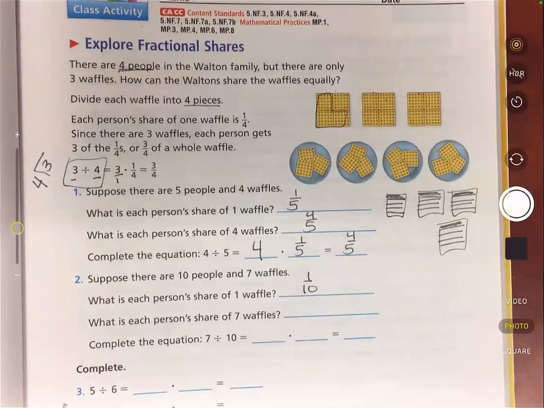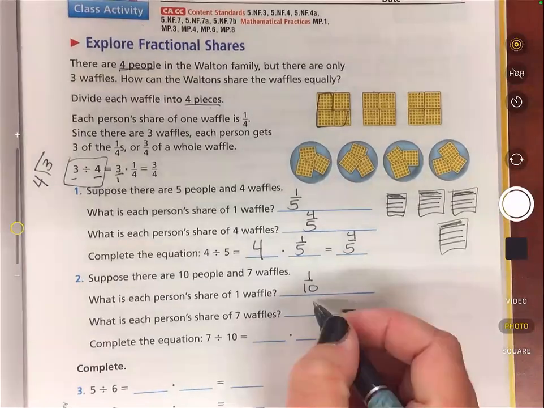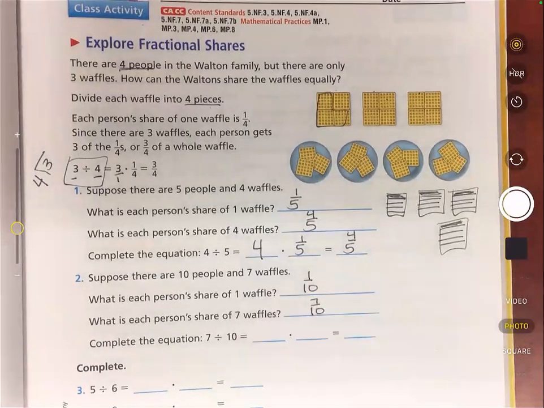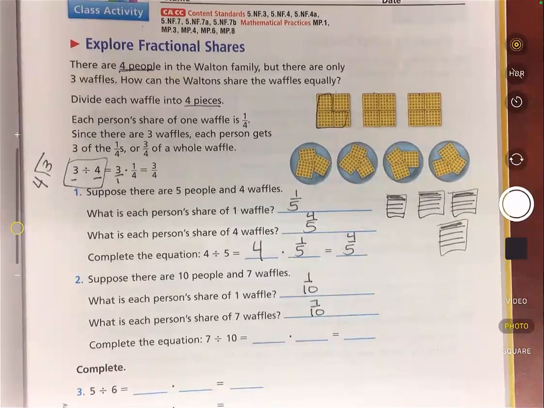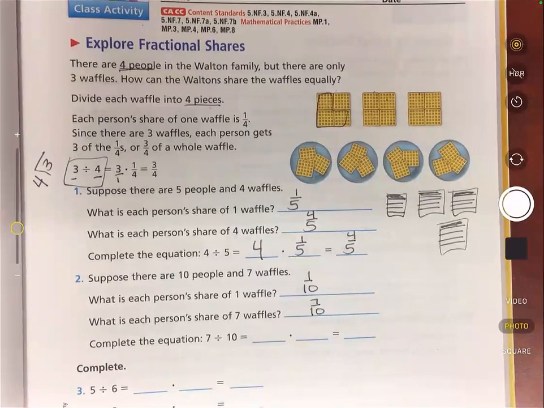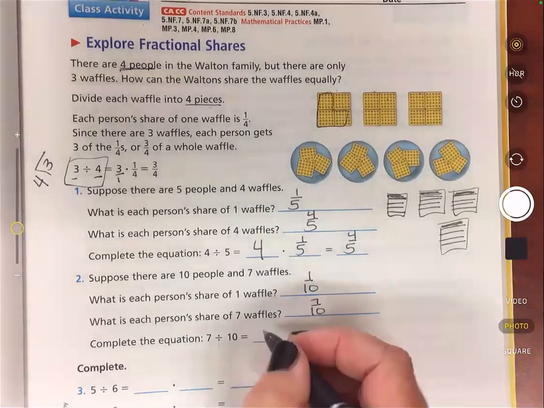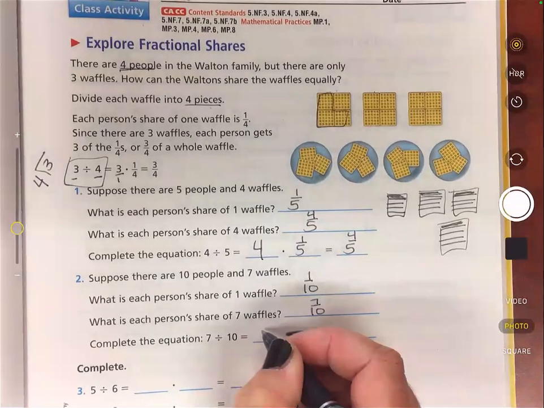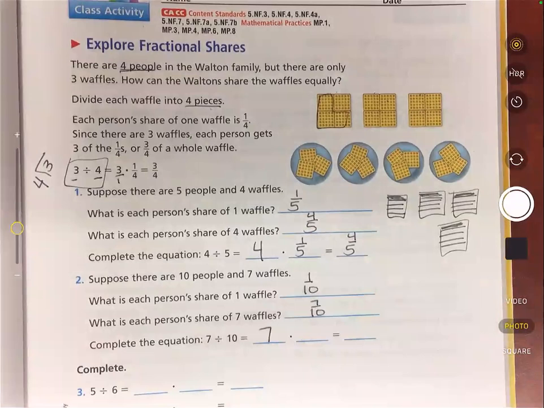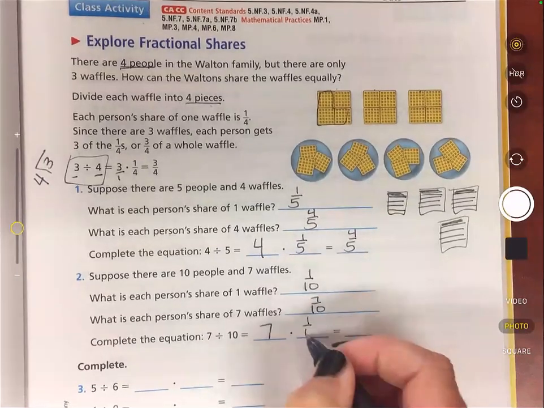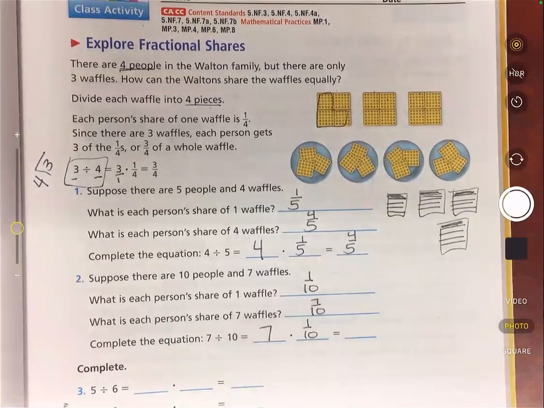But guess what? I don't just have 1 waffle. I have 7 waffles. 7/10. So I'm going to get 7/10 of a waffle when I look at the whole thing. So now my equation is 7 divided by 10, which is the same as 7 times 1/10, which equals 7/10.